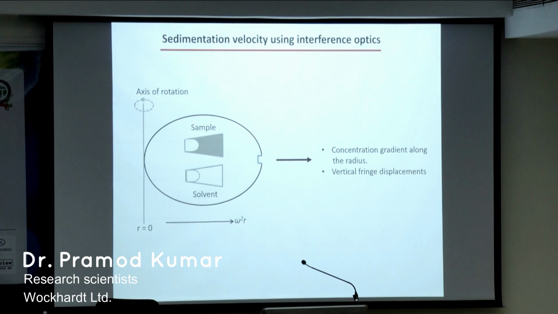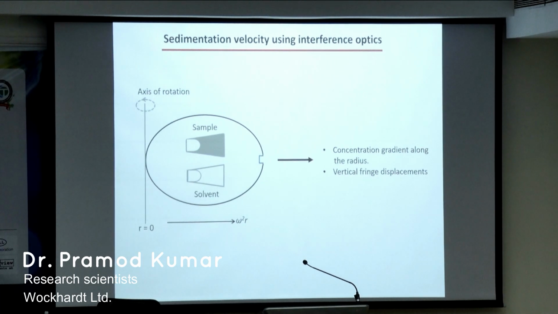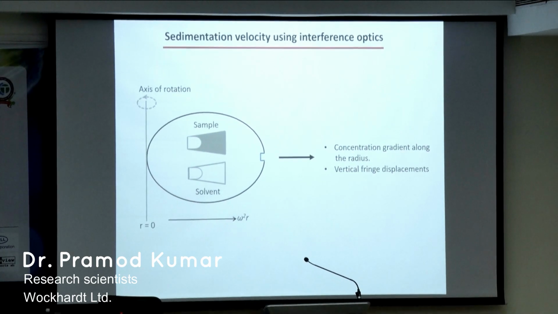So what happens during the spinning process is that you create a concentration gradient along the radius, and this is a principal fundamental aspect of the analytical ultracentrifugation. So while you generate a concentration gradient along the radius of the cell, you have a vertical fringe displacement. Let me explain what is vertical fringe displacement in the next slide.